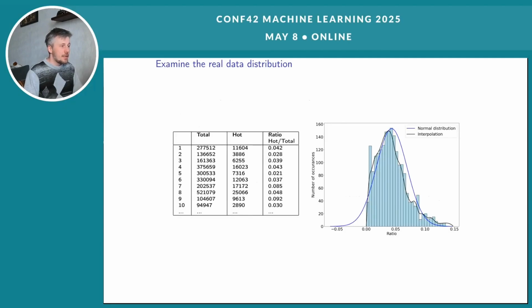To decide which metric to use, let's examine the real data distribution. In the table, we see the numbers of methods in applications from the training set. We also see the actual number of hot methods and the ratio of the number of hot methods to the total number of methods for each application. On the picture, we see the ratio distributions. It is a blocky figure. Here we count the number of occurrences of ratio values within small segments. We see that it can be roughly approximated with the normal distribution function, which is the blue line. But we could use more precise approximations. For instance, the black line is the cubic spline interpolation. For a confidence metric, it is natural to reflect the correspondence of the measured value to the distribution.